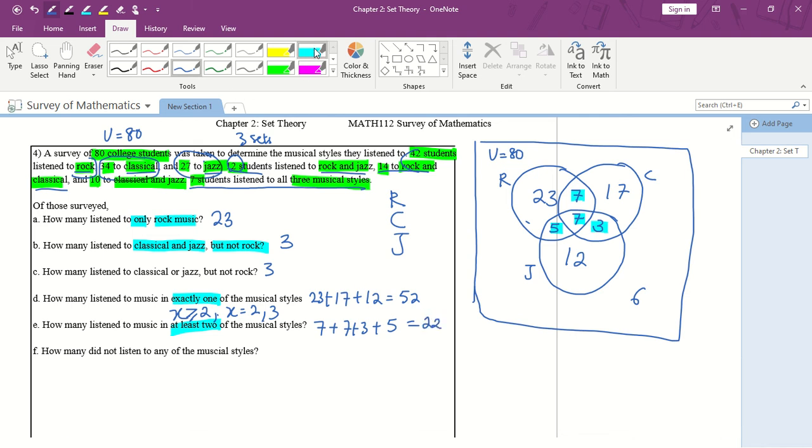Okay, and the last one. How many did not listen to any of the musical styles? This is saying none of these, which is our 6 here. So the answer here will be 6.